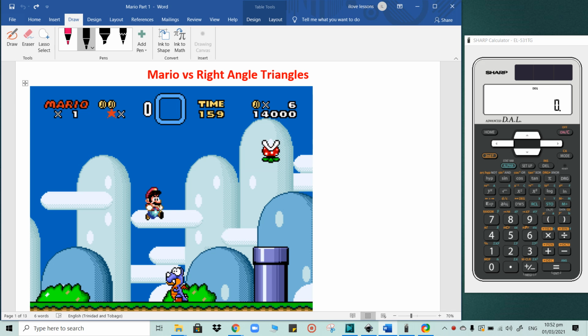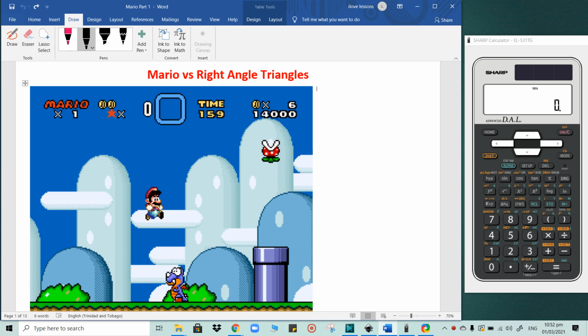Now, Super Mario Brothers just happens to be one of my favorite games of all time, and I just want to use it as an excuse to help you all understand right angle triangles in terms of trigonometry. So today, using some snapshots from the Super Mario Brothers game, we're going to be reviewing sine, tan, cosine, and of course, Pythagoras Theorem.